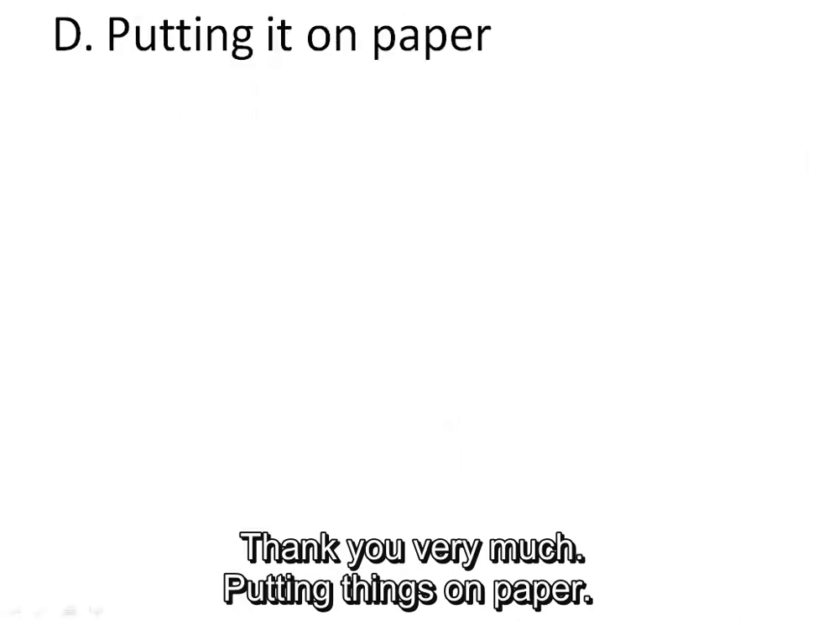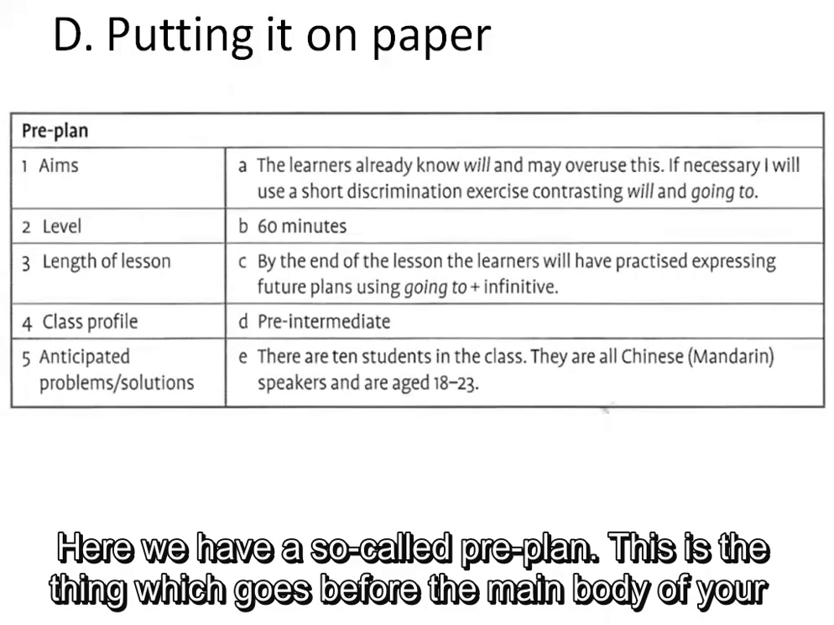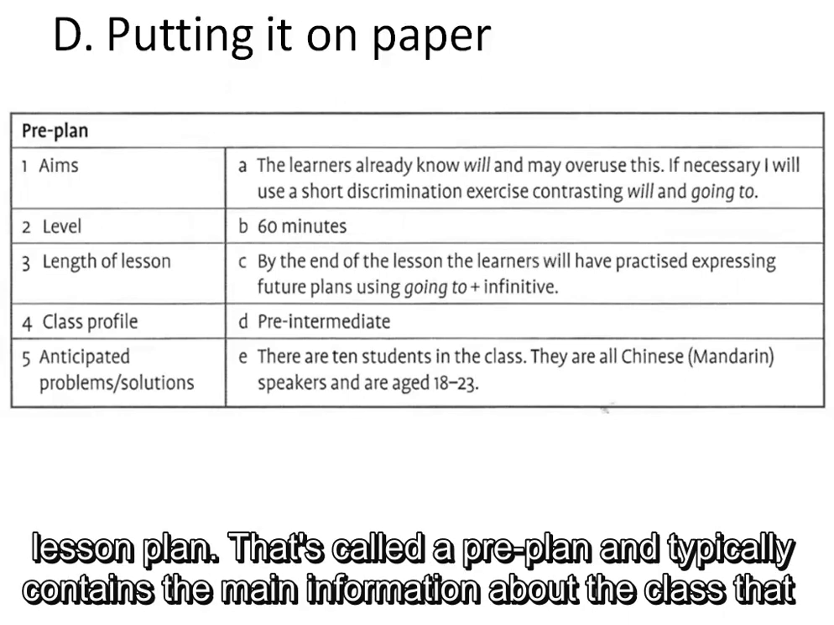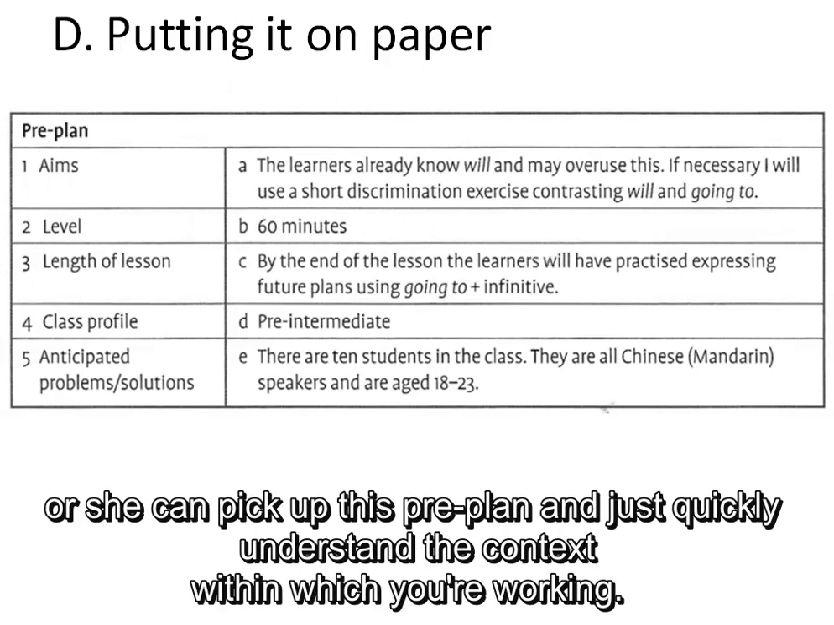Now, putting things on paper. Here we have a so-called pre-plan. So this is the thing which goes before the main body of your lesson plan. It's called a pre-plan, and typically it contains the main information about the class that you're going to teach. So that, for example, if a methodologist observing your lesson, he or she can pick up this pre-plan and just quickly understand the context within which you're working, right?